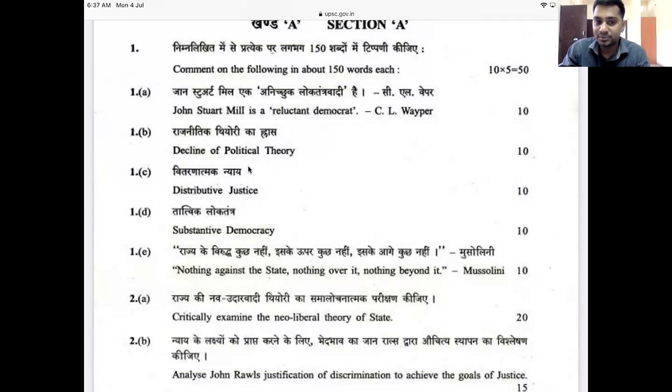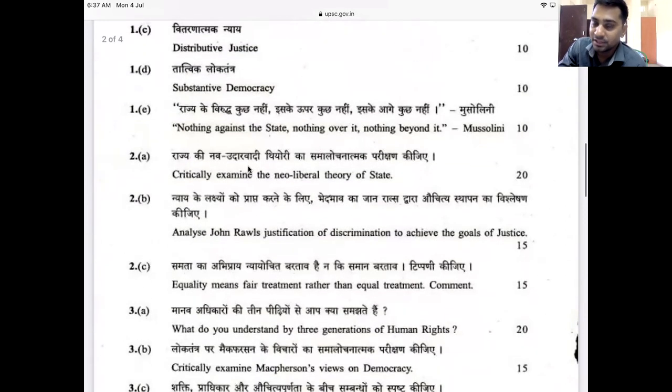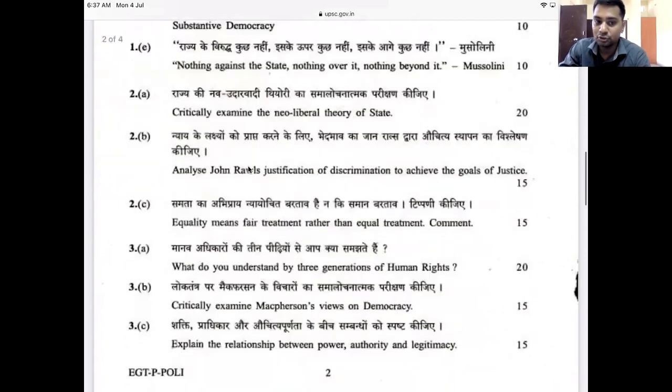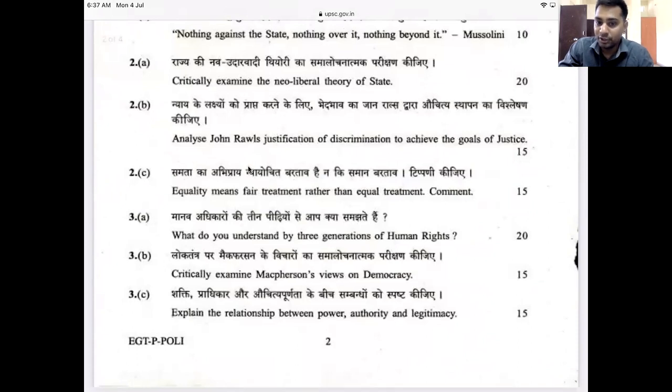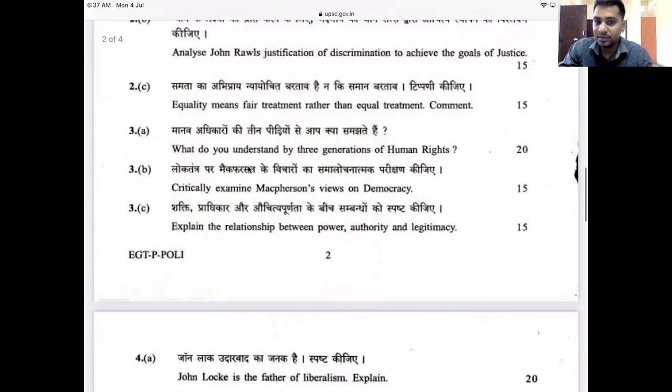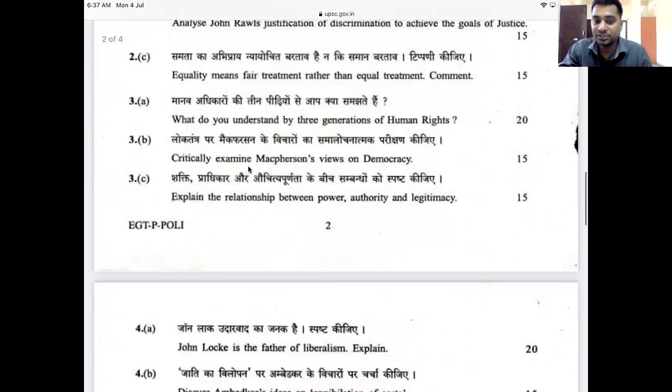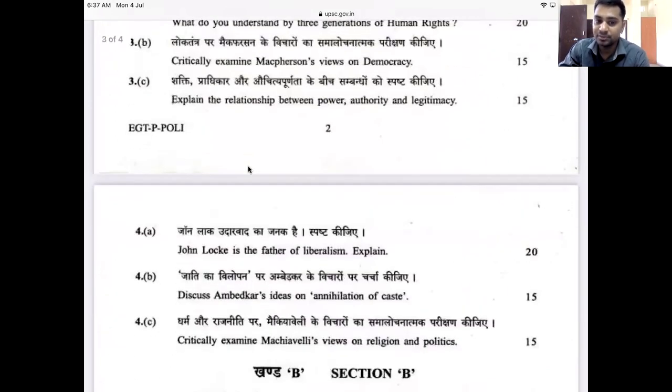Distribution of justice, substantial democracy, nothing against the state, nothing over the state, Mussolini, critically examine the neoliberal theory of state, analyze John Rawls' theory, equality, what do you understand by human rights, critically examine Macpherson's view of democracy, explain the relationship between power, authority and legitimacy, John Locke is the father of liberalism, discuss Ambedkar's ideology and annihilation of caste, critically examine Machiavelli's concept of religion and politics.